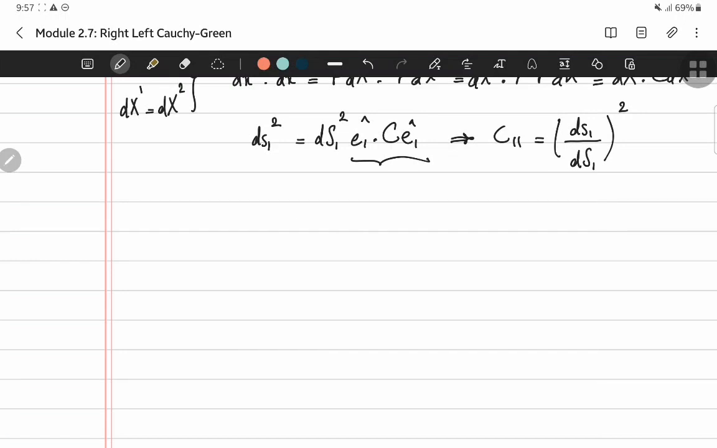All right. Similarly, you can conclude that C22 is basically d small s2 divided by d capital S2 whole squared, and C33 is equal to d small s3 divided by d capital S3 whole squared.